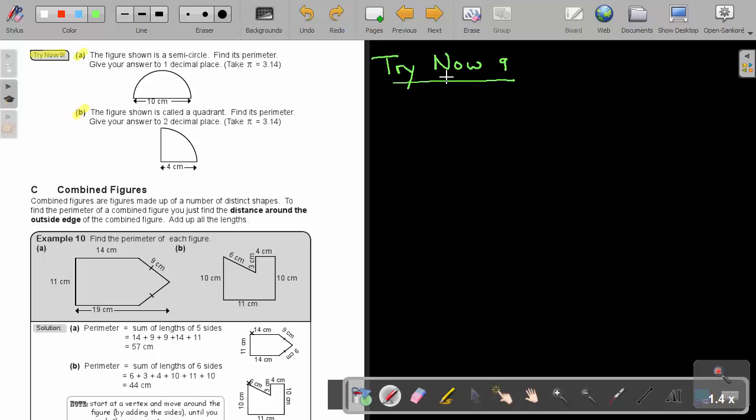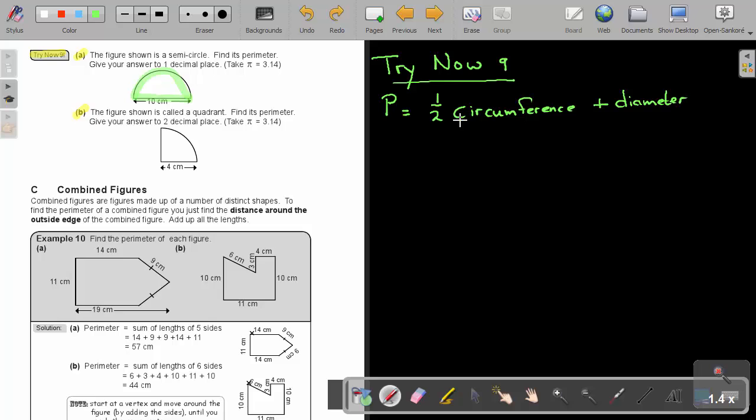Now, I ask you, the figure is a semicircle, find its perimeter. Can you remember? To find that perimeter, it's half the circumference of the circle plus, remember what I said? It's half that, but don't forget to also find the diameter. You must end where you started. So plus the diameter.